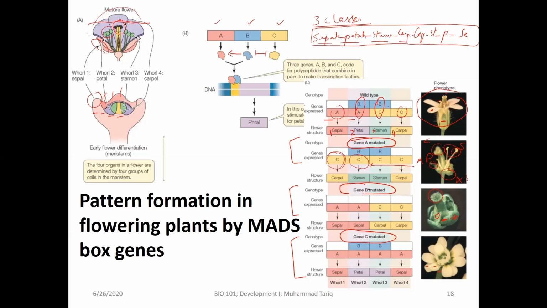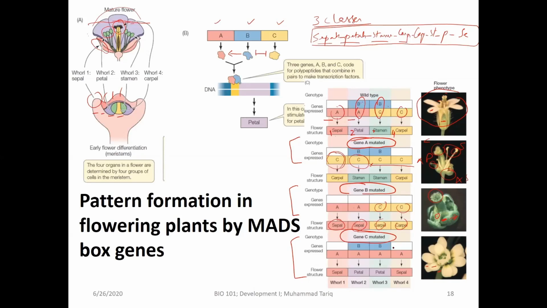Okay. When you don't have B, A plus B together give you petals, which are now missing. Now you have only A, you will get duplication of sepals: sepal, sepal, and 2 times carpel. Because B is absent, and B together with C is supposed to give you stamen.